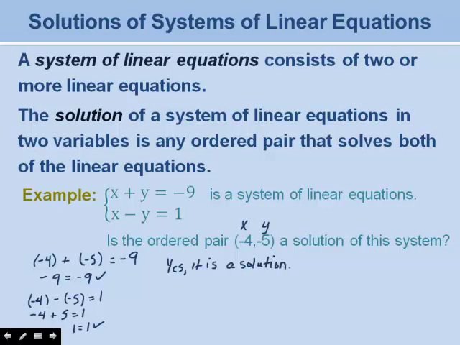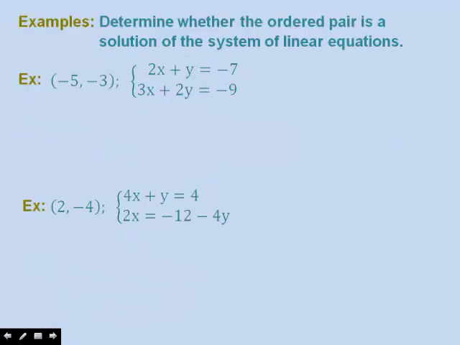Now, if it had worked in one of the 2 equations but not the other one, it would not be a solution. Let's look at a couple of other examples. So all we're doing here is determining whether the ordered pair that we're given is a solution for the system, which just means we're going to plug the ordered pair into both equations in place of the x and the y, and see whether we get true statements or not.